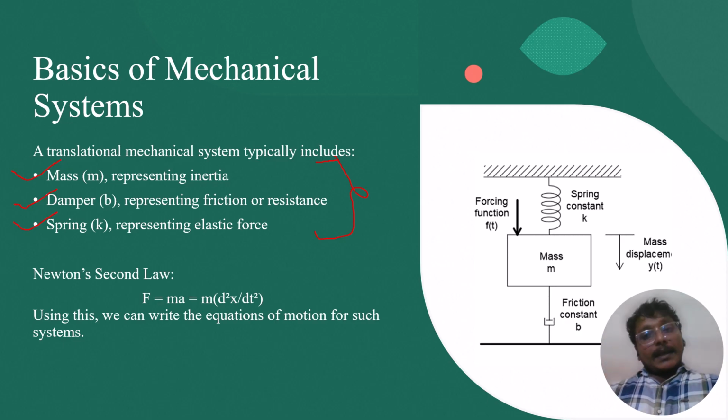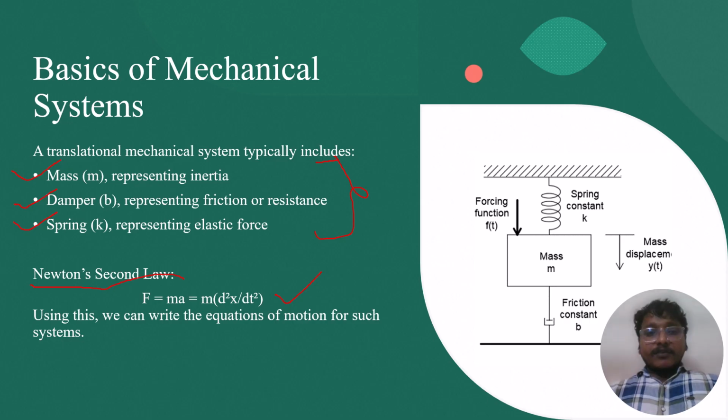Okay, regarding that, the most important thing we need to understand is Newton's second law. Newton's second law is F equal to ma. So here the acceleration will be converted with respect to the velocity, or force, or whatever it will be. So that's what we are considering as d square x by dt square.